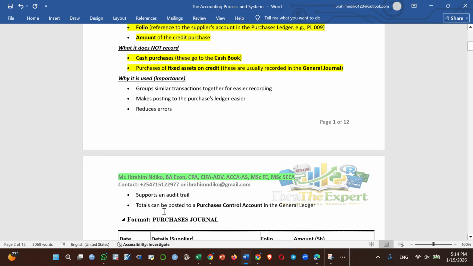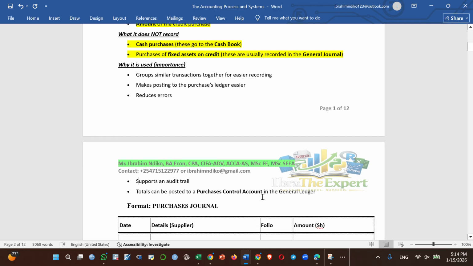And then the last one, total can be posted to the purchase control account in the general ledger. So that's another important thing. The total of the purchase journal can be posted to the purchase control account so that we know the total credit purchases. Once we post everything to the purchase control account, remember this is an account which helps us do what? To determine the total purchases which were made on credit. So once we post everything there, we can easily know our total credit purchases.